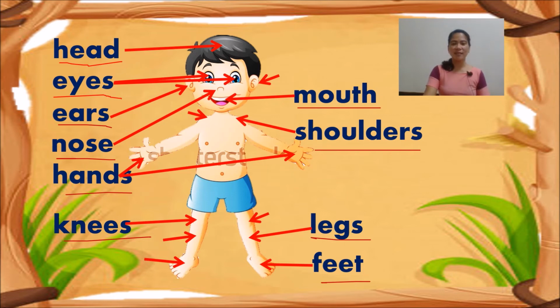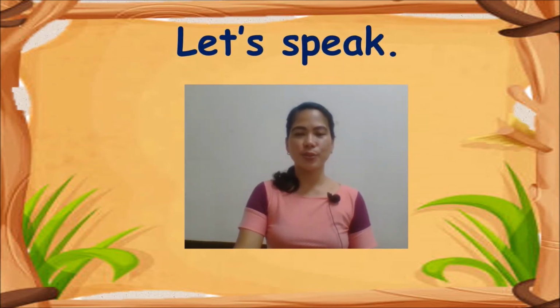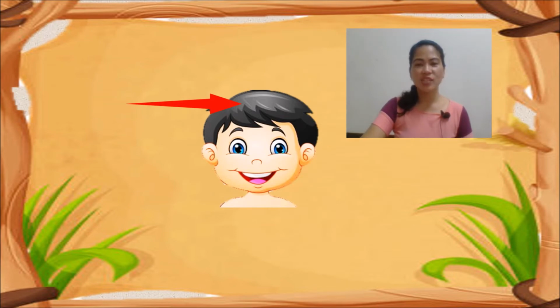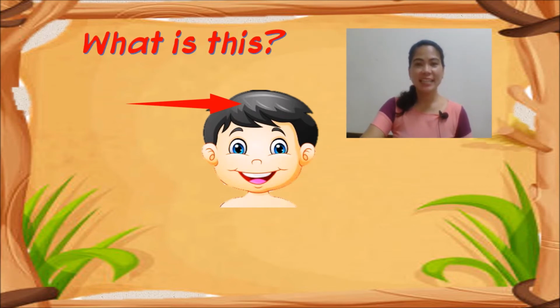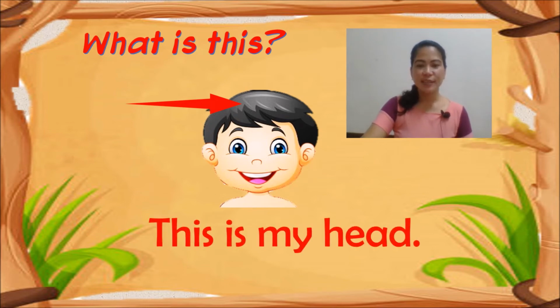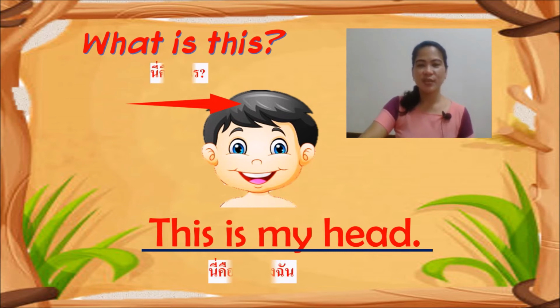So these are the parts of our body. Now we will try to speak. You're going to do it with the teacher. I'll ask the question, what is this? And then you will answer with this kind of sentence. This is my head. Okay, so let's answer together. This is my head. Okay, and the translation.